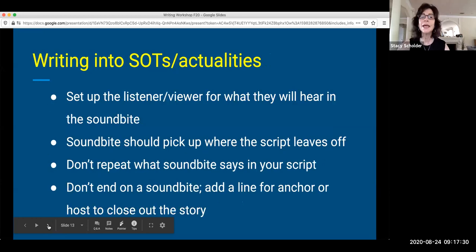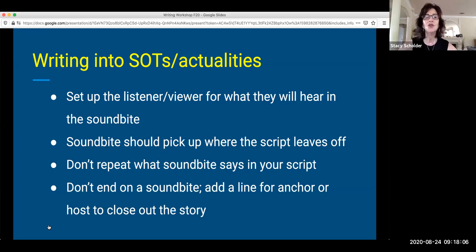So writing into sound bites, we call them SOTs. That actually stands for sound on tape. SOTs are pretty much the lingo for TV. Actualities are often the verbiage for radio. You always want to set up the listener or viewer for what they're going to hear in a soundbite. Okay, so the soundbite should pick up where the script leaves off, but you don't want to repeat the soundbite. You don't want to say what the soundbite's going to say, and then we hear what the soundbite says. All right, so just make sure that you're trying to lead into it.